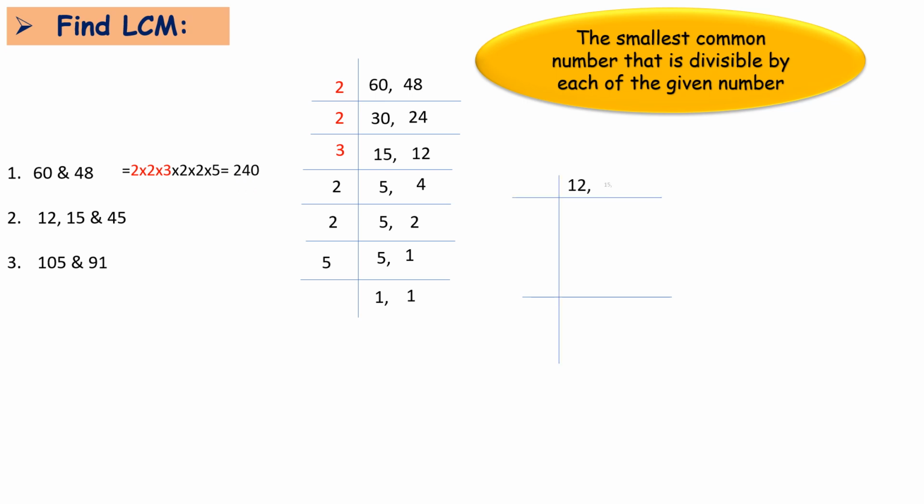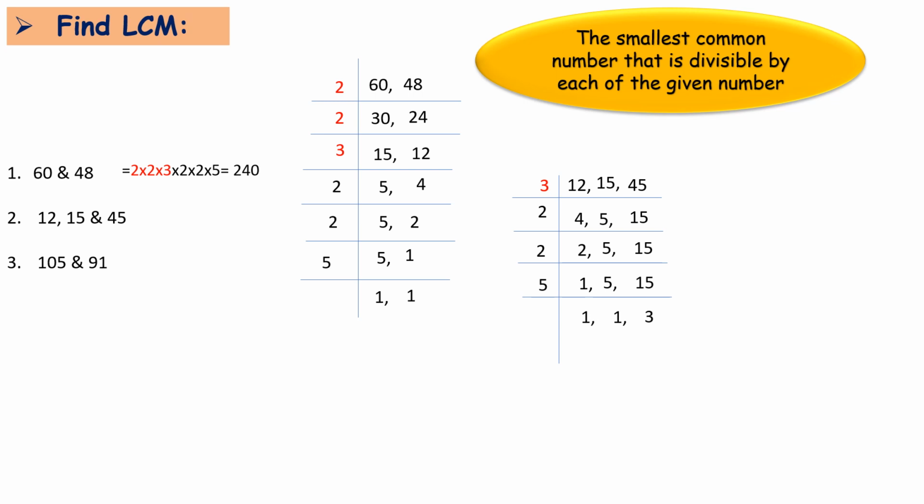Now let's have another example, 12, 15 and 45. So we start with 3, 3 times 4, 3 times 5 and 3 times 15. Now here you can see you can either take 2 or you can take 5 or you can take 3. Any number as a factor is fine. The rest you can bring down as it is. So we'll consider 2. 2 times 2 and bring down 5 and 15, then again 2 times 1 and bring down 5 and 15 as it is.